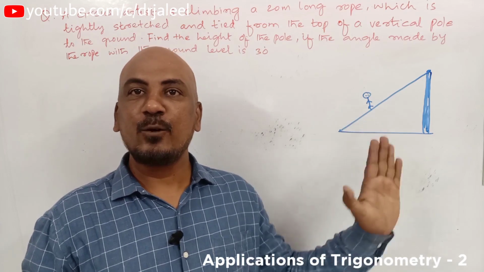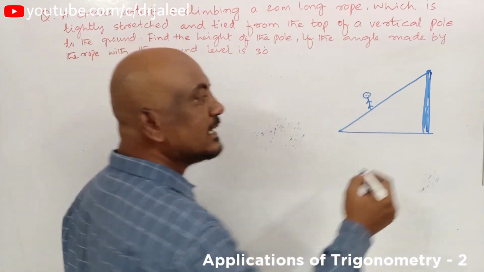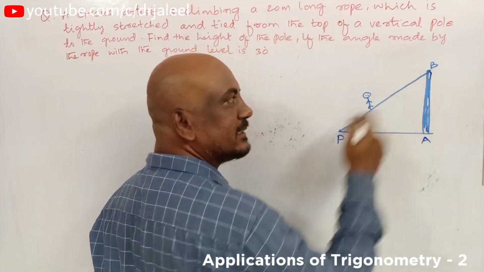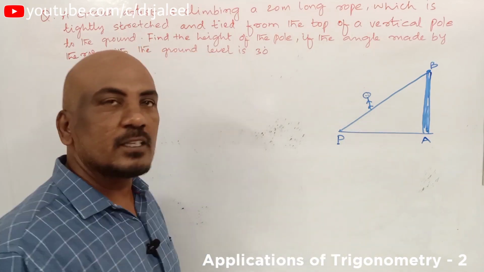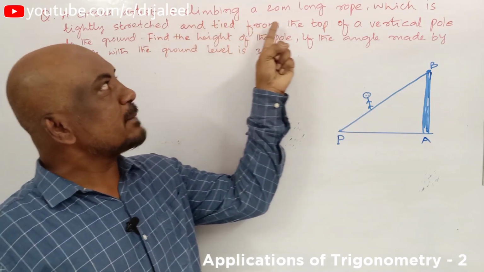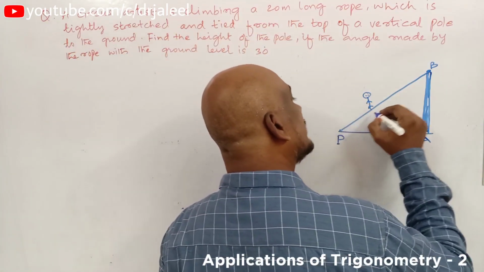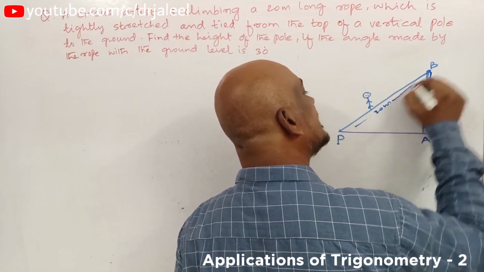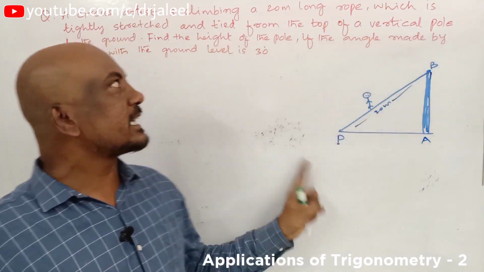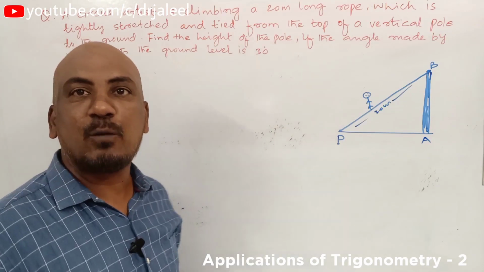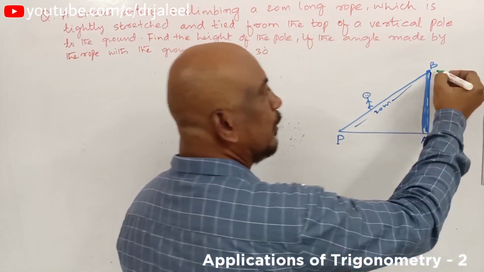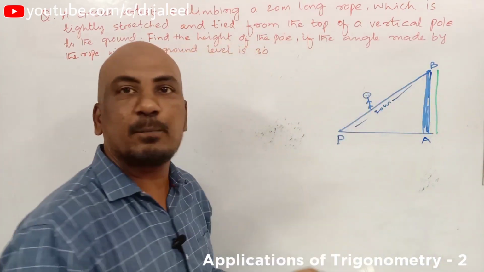I hope you have understood what's really happening over there, right? So here let us take this pole to be AB and the point where the rope is tied as P. So now what is the statement? Once again we'll read. A circus artist is climbing a 20 meters long rope. So the length of the rope is also given. How much is this rope length? 20 meters, which is tightly stretched and tied from the top of the vertical pole to the ground. Find the height of the pole. What is he asking us to find? He is asking us to find the height of the pole.